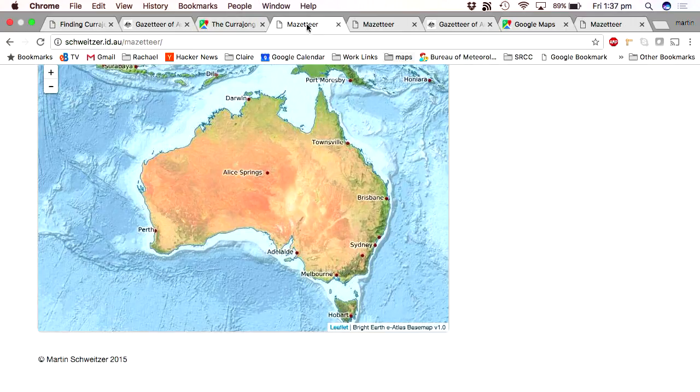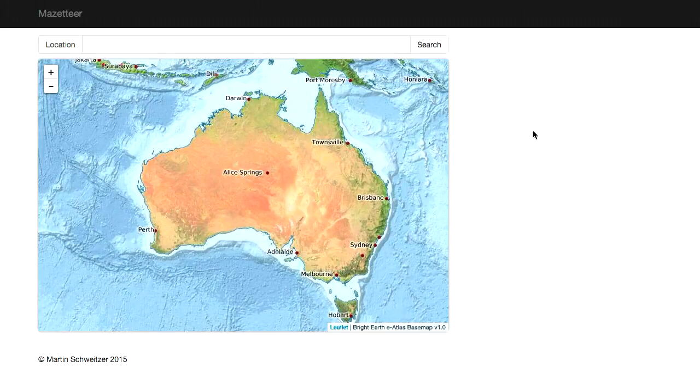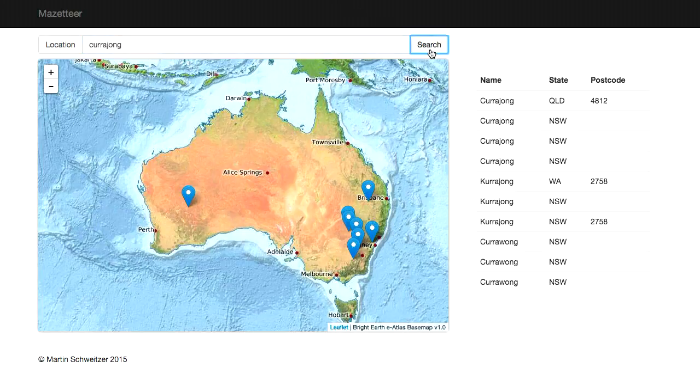So I've called it Gazetteer, and it's sort of Martin's Gazetteer. Download all the data from the Gazetteer. And I type in Currajong. Takes a few seconds. Yeah, we got it. Okay, there's a whole lot of Currajongs with a C, but I see there is a spot in WA, and it's called Currajong with a K.